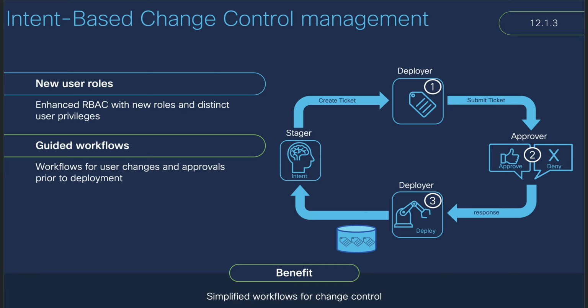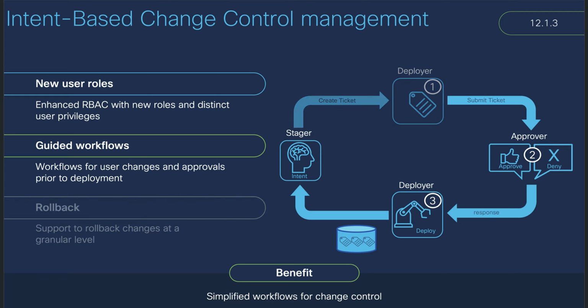And now the loop is closed. The stager can now focus on the next actions. All tickets are recorded, so you can review any tickets at any time. Now, at this stage, the deployer can also roll back the last action recorded in the ticket or all actions described in this ticket. Okay, now let's go with a demo of the change control and rollback, which is available since NDFC 12.1.3b.